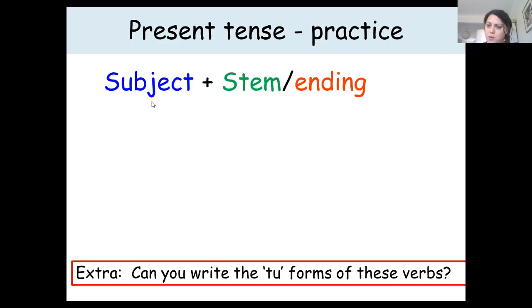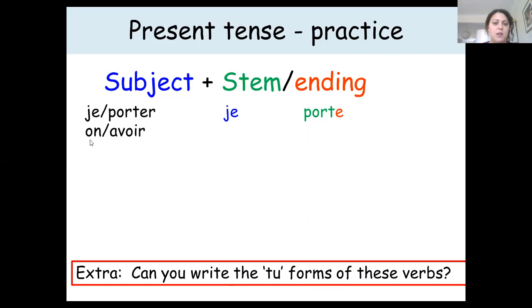Remember, we need our subject pronoun or subject, the stem by removing the last two letters, and then the present tense endings. Let's go. Can you please conjugate je with porter, which means to wear? So it's going to be I wear. Okay, pause the video. Okay, the answer is je porte. We removed er and we added the e, which is the ending for je.